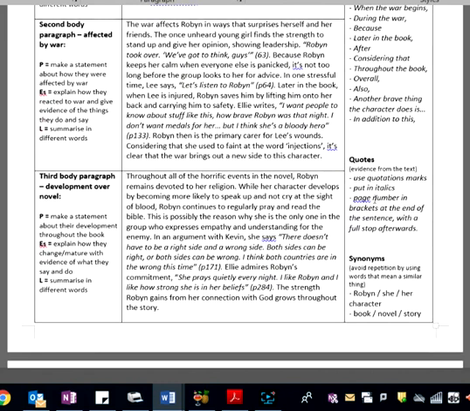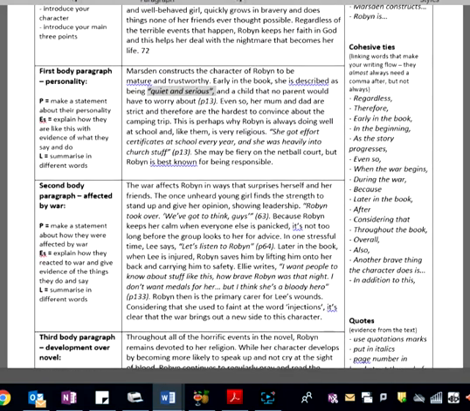Then I need to include the page number in brackets at the end of the sentence and then the full stop afterwards. Let me check. Okay, that's not the end of the sentence. Look, I've got a comma. I go on to say, and a child that no parent would have to worry about. That's the end of the sentence, so I've got the page number in brackets with the full stop at the end. Excellent. So yes, I'm giving some evidence.